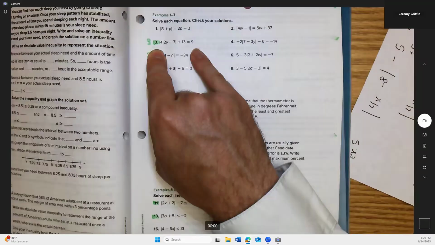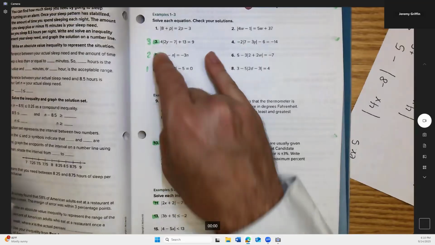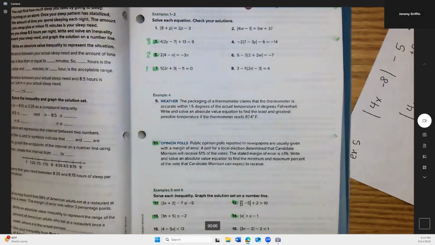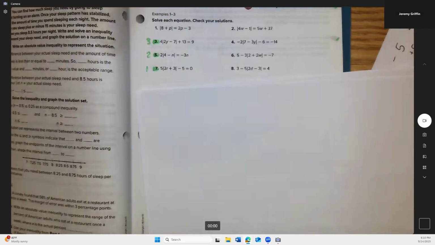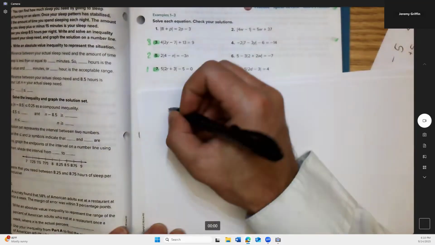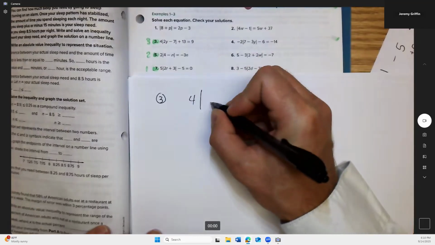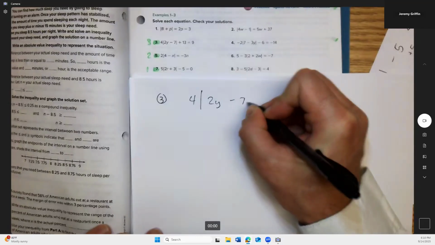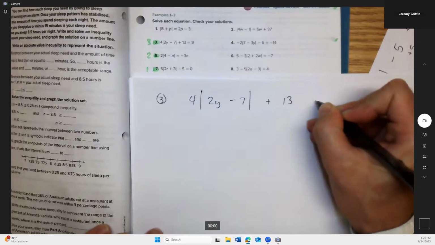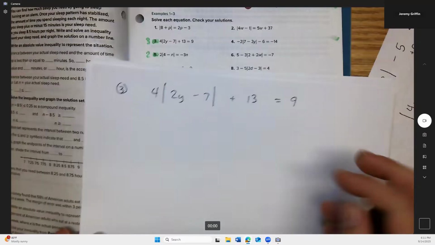I need to do number 3 with you guys. Right, so we did 7 and 5. Now let's do number 3. Right, so I got 4, and then that's the absolute value 2y minus 7, and then plus 13 is equal to 9. All right, so let's run this.